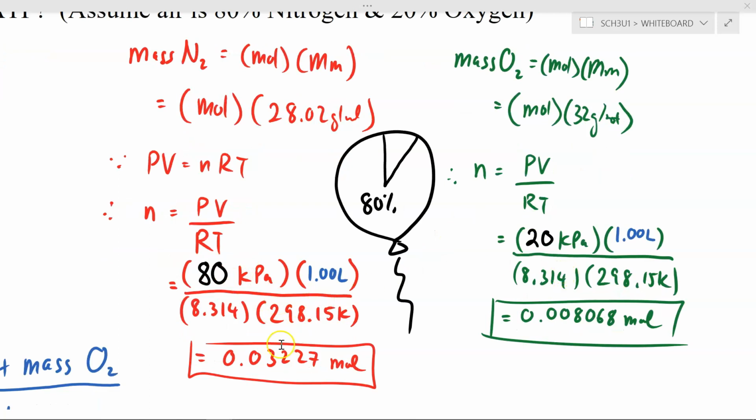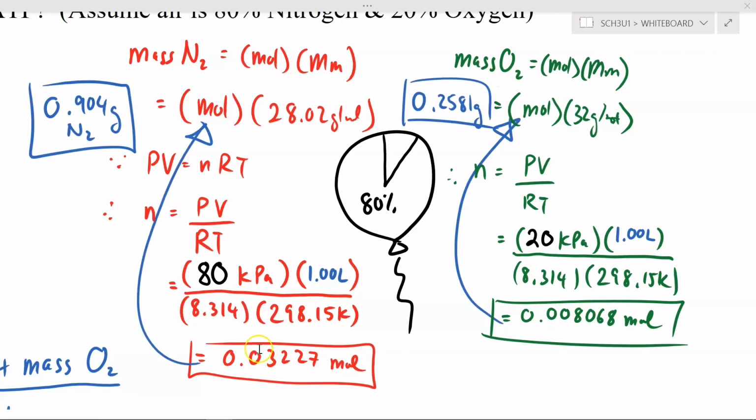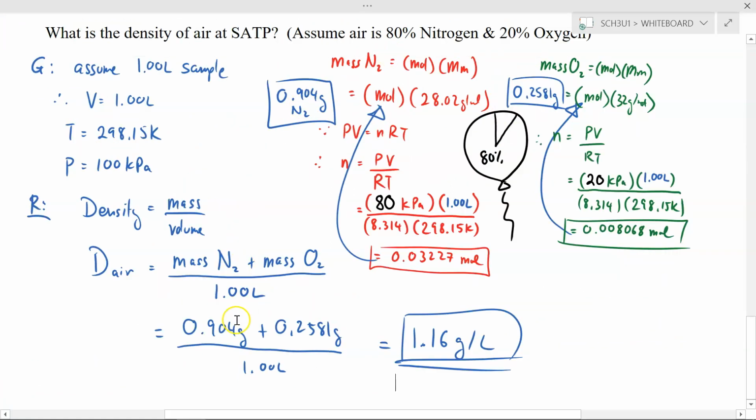Punching these into the calculator, I get 0.03227 moles of nitrogen gas and 0.008068 moles of oxygen gas. I can then substitute these values into the top, giving me 0.904 grams of nitrogen and 0.2581 grams of oxygen. Plug these values into my density equation, and I get 1.16 grams per liter as the density of air at SATP.